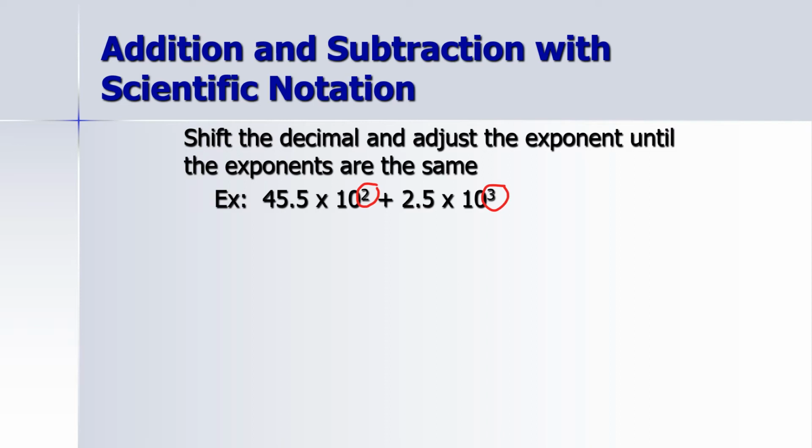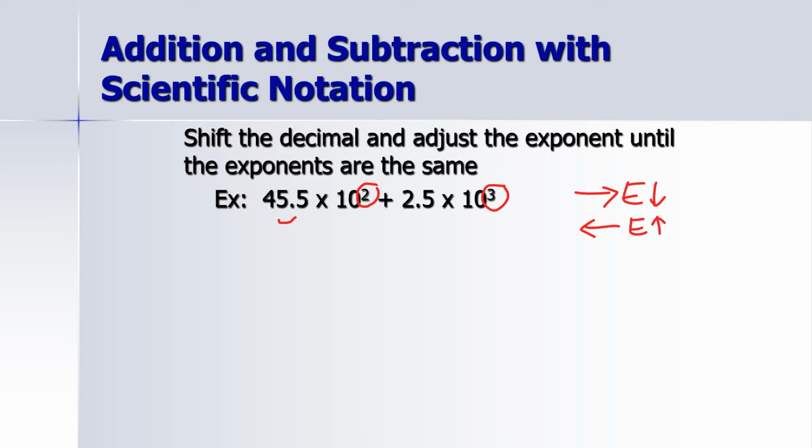So I'll have to change this first 2 into a 3. So remember this rule that we discussed last time, that when we are moving the decimal to the right, the exponent decreases, and moving the decimal to the left, the exponent increases. So in this case, when I want to make this 2 a 3, I am basically trying to increase the exponent.